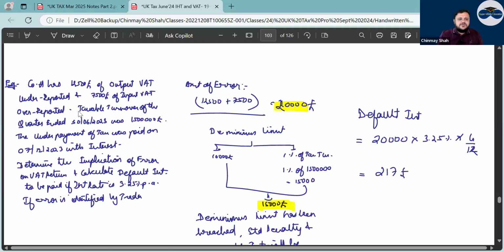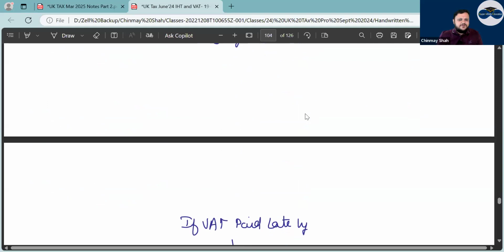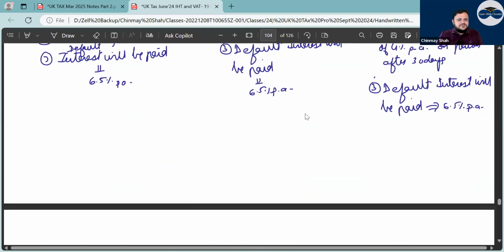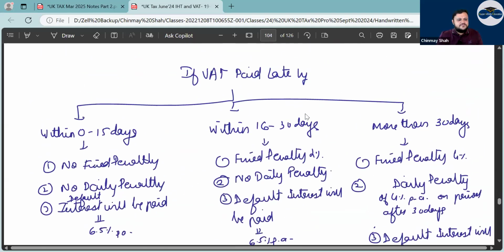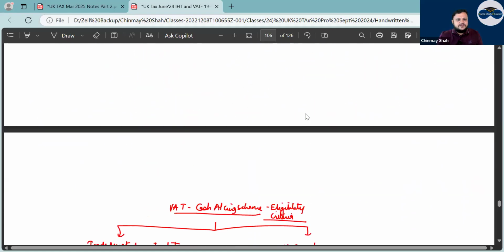So how much of input VAT was over-reported? It could be either you claim more input VAT or you claim lesser output VAT, so that you have to pay a lesser amount, correct? So it's a de minimis limit where you can take this up. Then 6.5% per annum. Okay. Default interest points are also there.